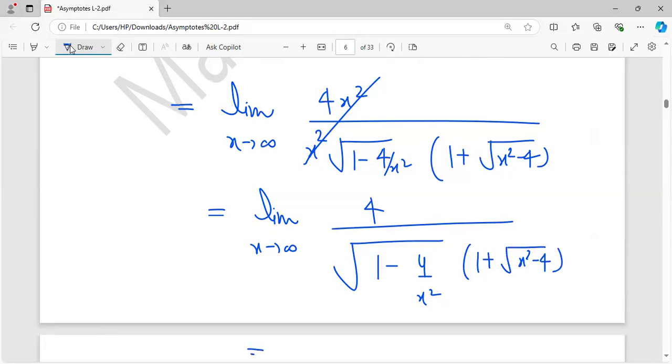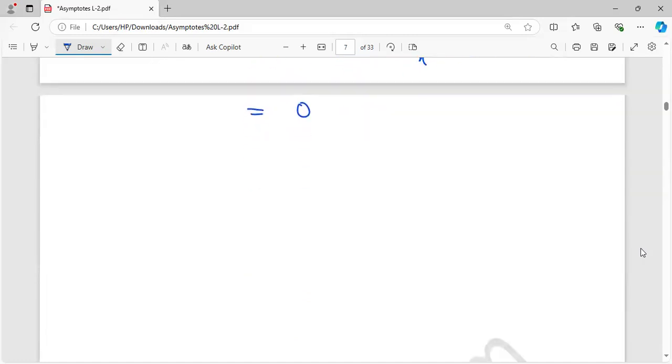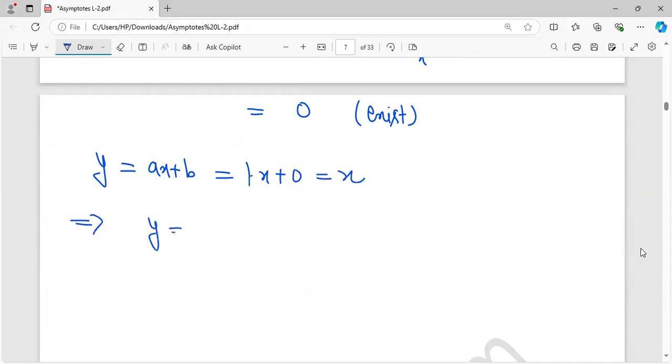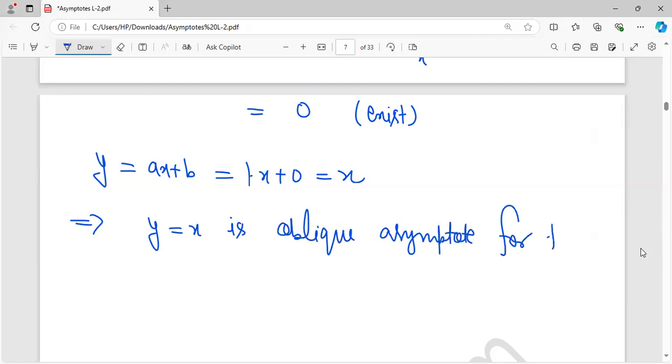So this is 0 actually, because this will be a 1 here, 4, and this will make infinity. So b is equal to 0 you are getting. So y is equal to ax plus b. A was 1, okay, and this was 0. So this implies y is equal to x is the oblique asymptote for the curve.